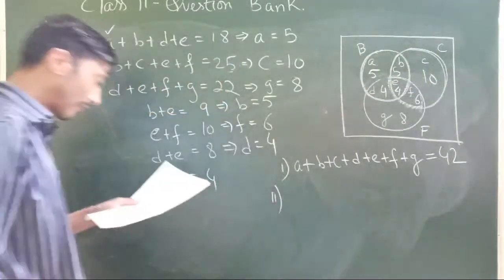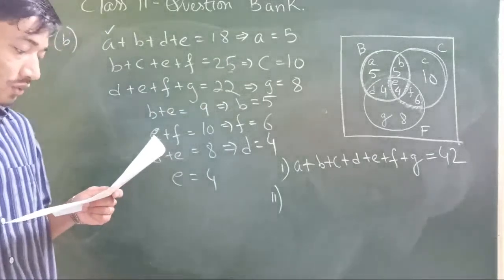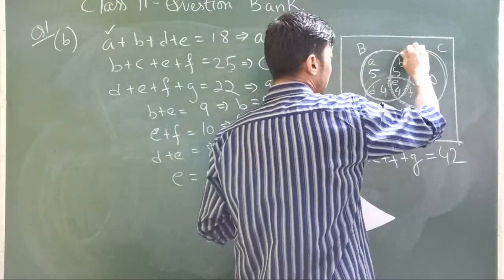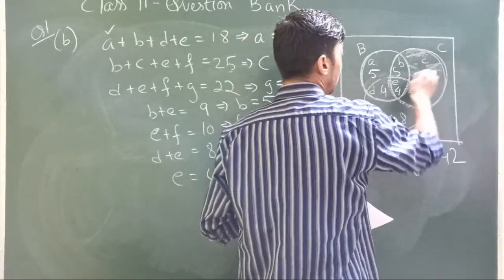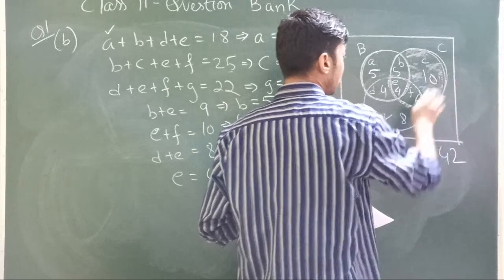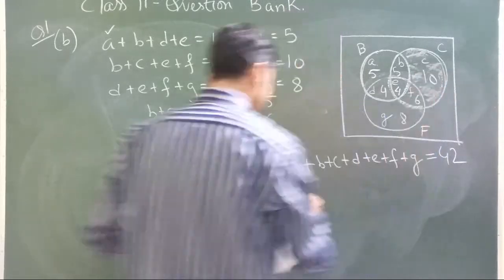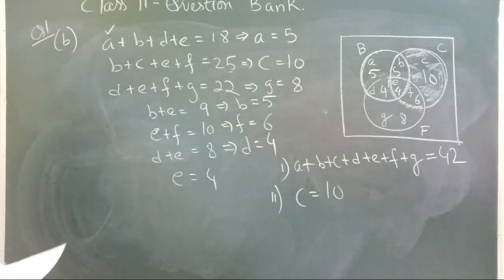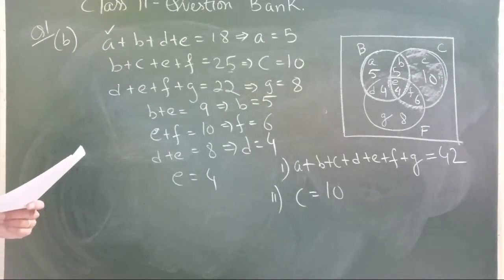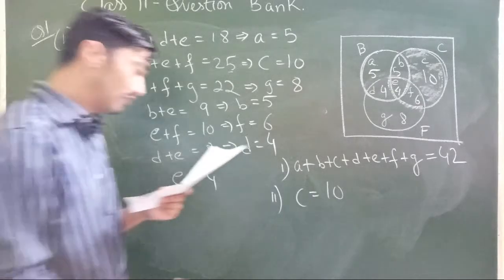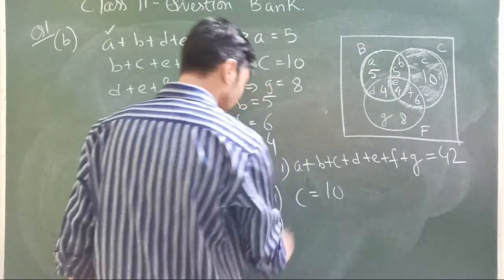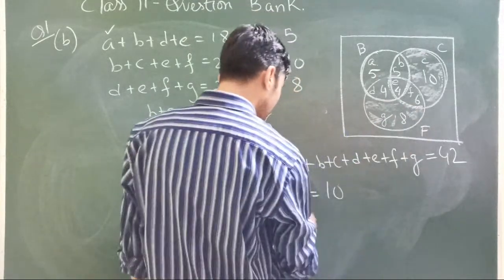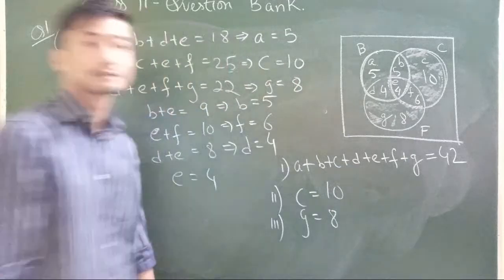Second point, number of players who play cricket only. Where is cricket? Okay. This is the region which plays only cricket, this part. So that is C. That is how many? 10. So there are 10 people who play only cricket. Last one. Number of players who play only football, this one. So this is covered by G. So G, 8.